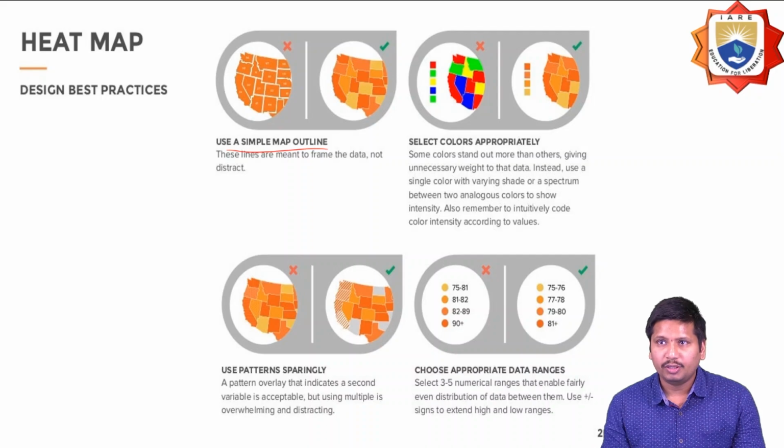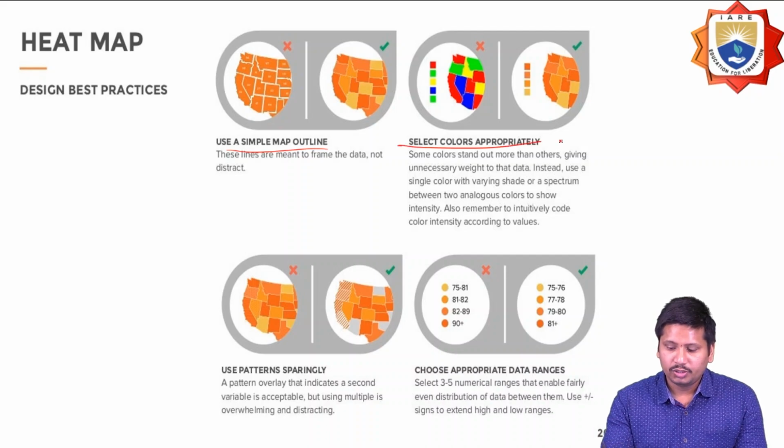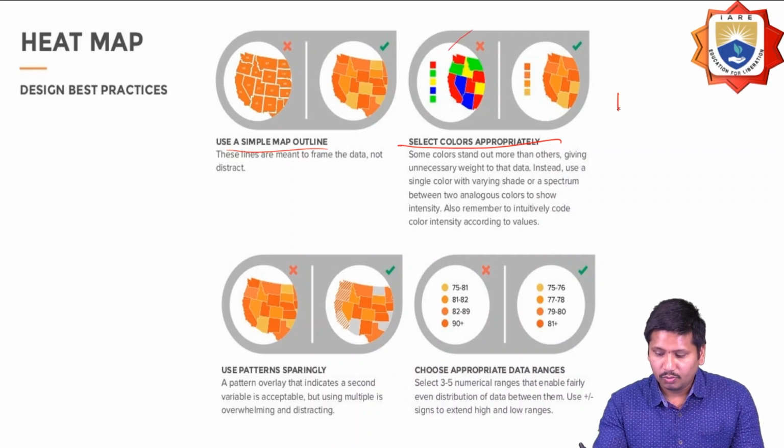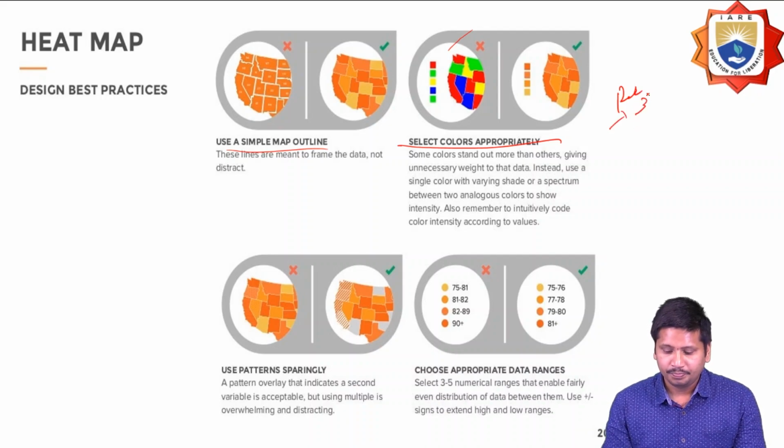Also remember to code the color intensity according to values. If I want to show this data in a heat map, it is not suggestible to use different colors. Consider the same color and vary the intensity of this single color; that is better. Next, use pattern overlays. A pattern overlay indicates that a second variable is acceptable here, but using multiple overlays is distracting. This dotted line shows that I'm including the second variable.